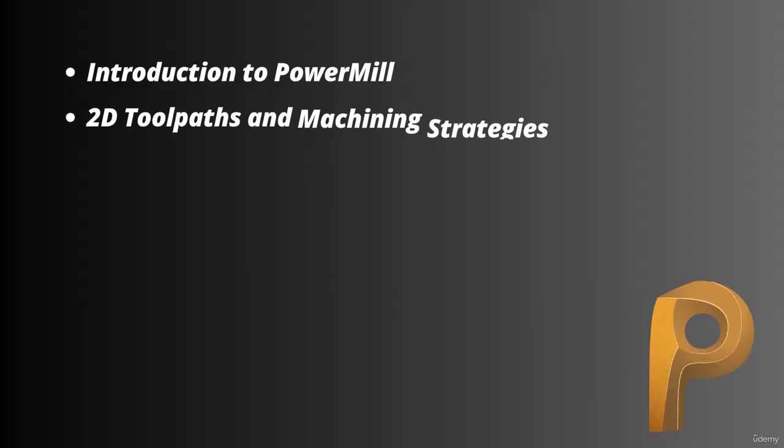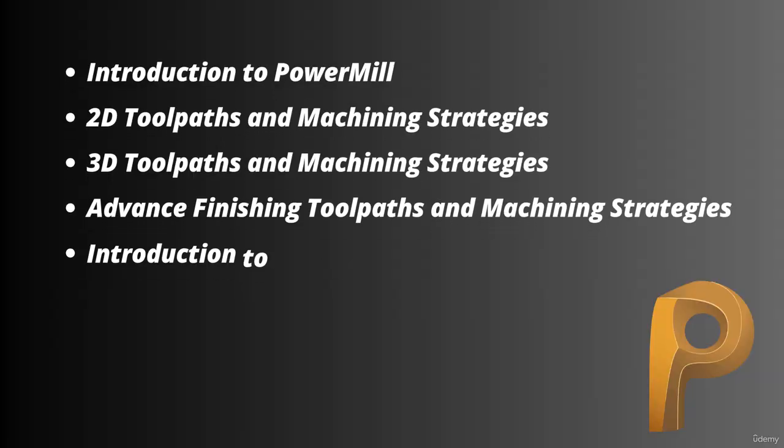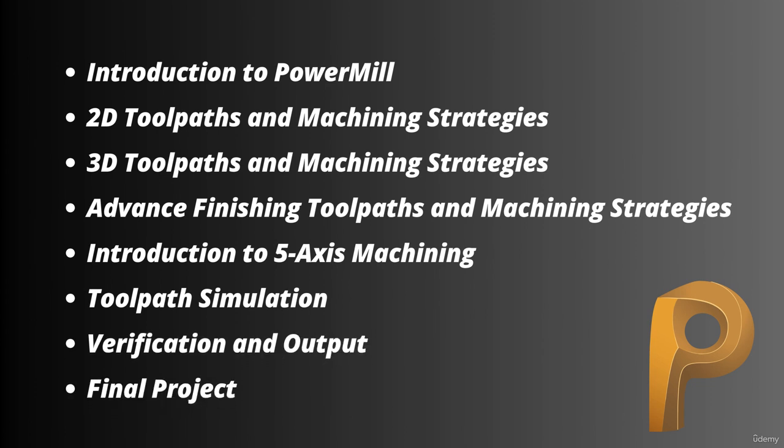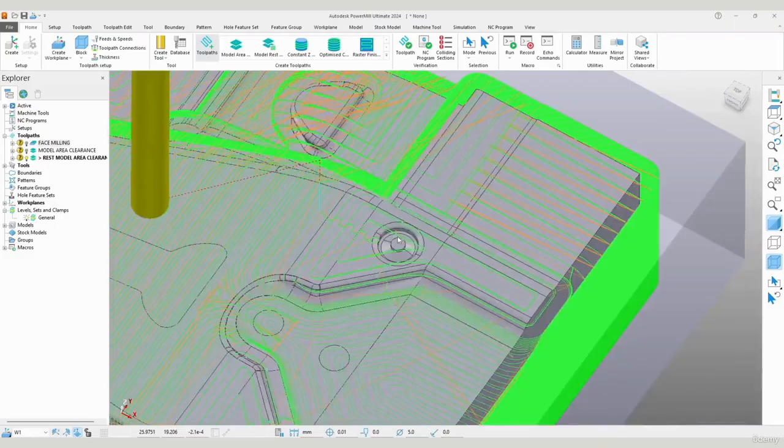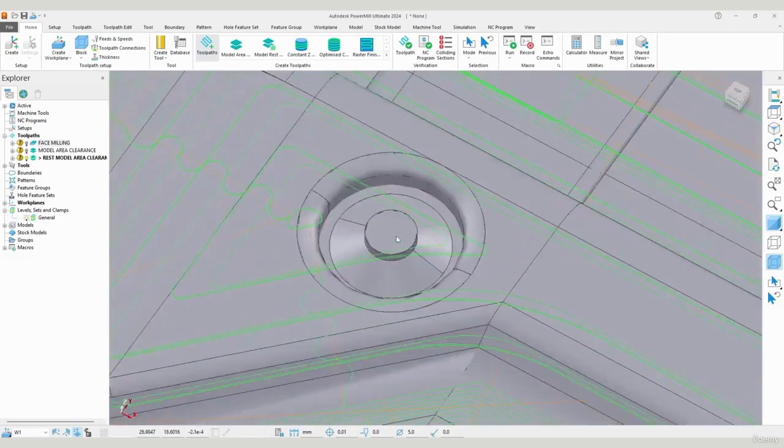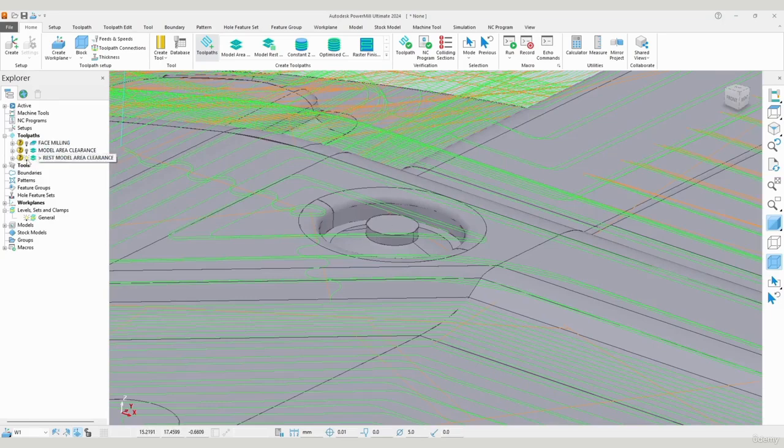This course is structured into several key modules, each focusing on different aspects of PowerMill. So the first module is Introduction to PowerMill. Learn about PowerMill capabilities, installation, and navigate the user interface effectively. Then we have 2D toolpath and machining strategies. Explore essential face milling operations and various 2D strategies, including curve area clearance and hole making operations.